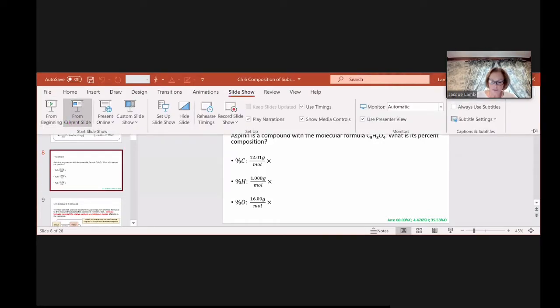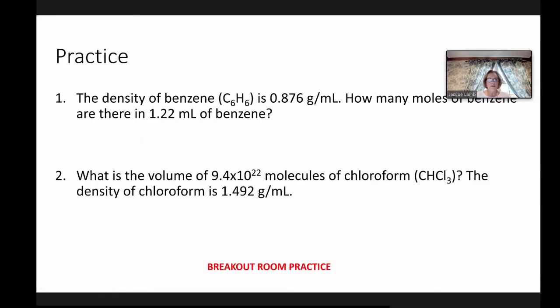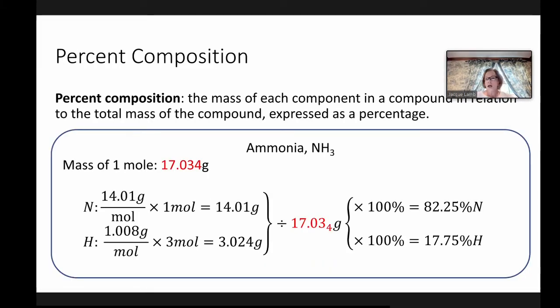So let's go back. So this is where we were. One way to assess compounds is through percent composition: how much of the total mass of the compound is made up by the masses of each of the individual elements. That's the percent composition. So the mass of each component in the compound compared to the total mass. So here's an example, for ammonia.